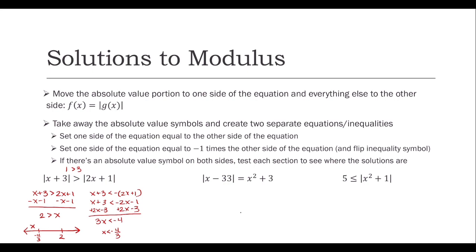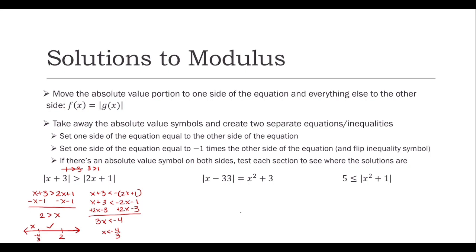Then we'll plug in a number from the middle, so we can use 0. So 0 plus 3 is 3. The absolute value of that is 3. Is greater than 2 times 0, which is 0, plus 1 is 1. The absolute value of 1 is 1. 3 is greater than 1. That's true, so the middle portion will be a solution.